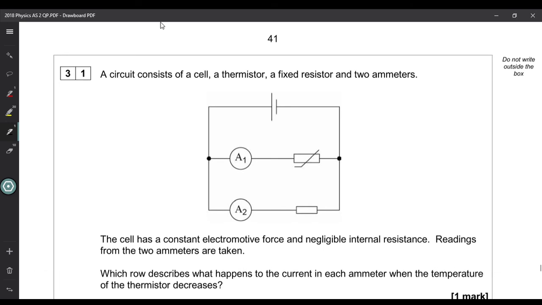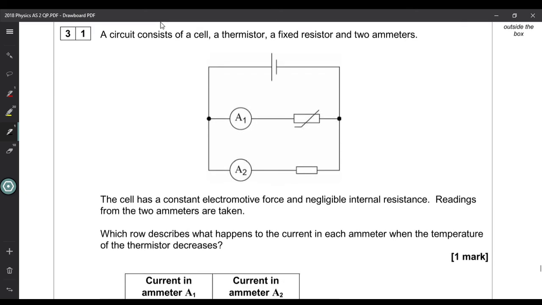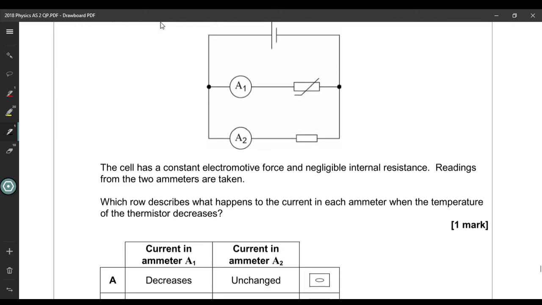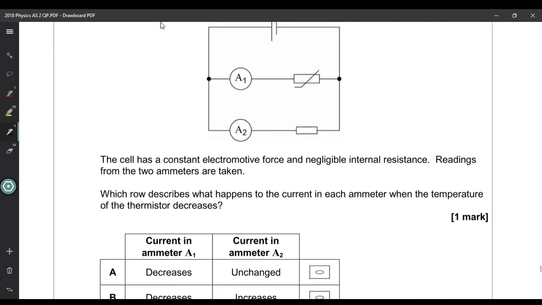Right, so 31, a circuit consists of a cell, a thermistor, and a fixed resistor, and 2 ammeters, as shown in the diagram. The cell has a constant EMF and negligible internal resistance. Readings from the 2 ammeters are taken. Which row describes what happens to the current in the ammeter when the temperature of the thermistor decreases?